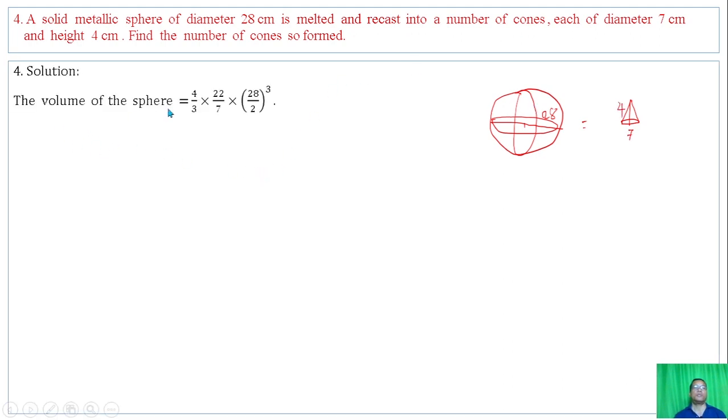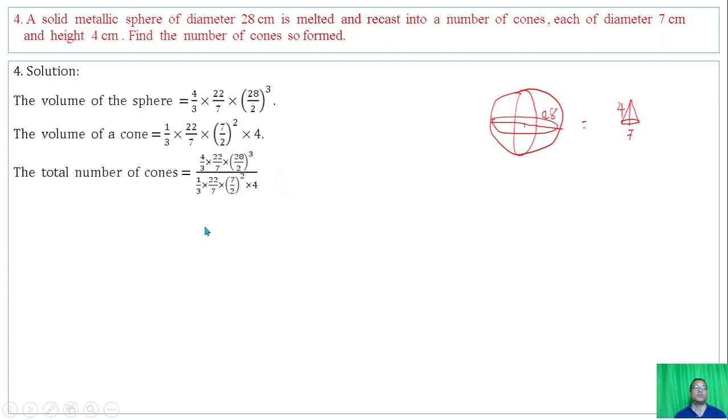The volume of the sphere is 4 by 3 pi r cube. Simplify, we have the volume of a coin. The total number of coins is the volume of the sphere divided by the volume of one coin, so we have the number of coins, that is 224. The number of coins so formed is 224.